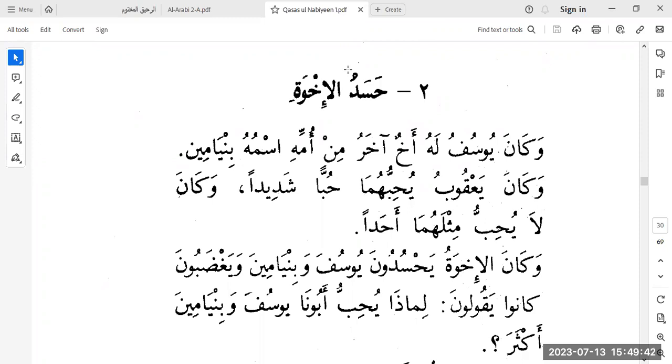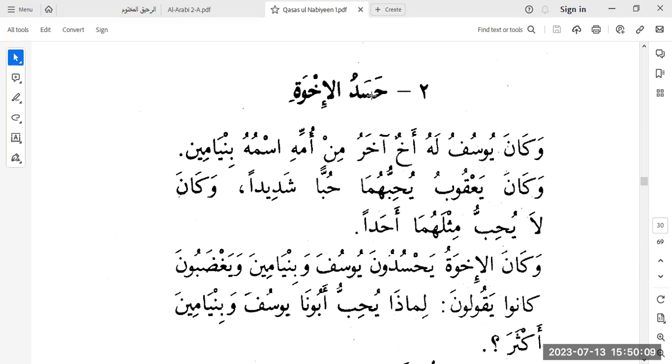Inshallah, we'll study lesson number 2 of our main chapter that is based on Sayyidina Yusuf alayhi salam. The first lesson we studied, and after a long time we're going to study lesson number 2. The title of which is Hasadul Ikhwati. Now Hasadul Ikhwati is a mudaf and mudaf ilay. It's an idafa construction.